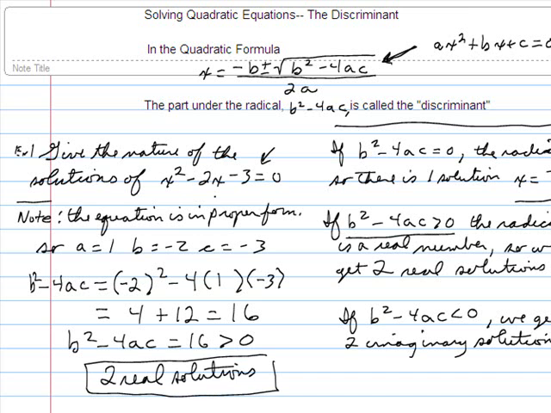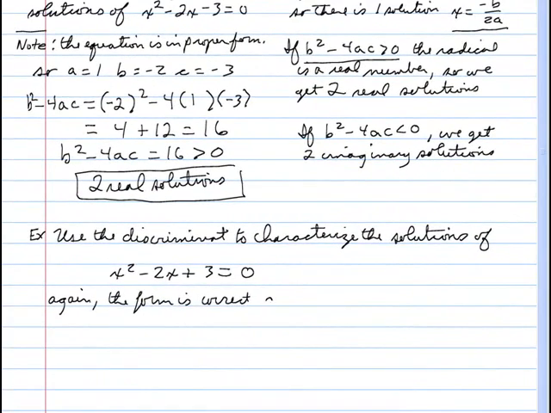Now let's make a very slight modification to that problem. Instead of x squared minus 2x minus 3, let's use the discriminant to characterize the solutions of x squared minus 2x plus 3. All I did was change the sign on the c. Again, it is in the correct form, so I can tell that a is 1, b is negative 2, just as before, and c this time is positive 3. And I go to compute the discriminant, b squared minus 4ac.